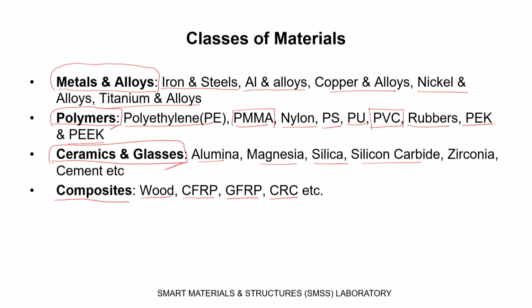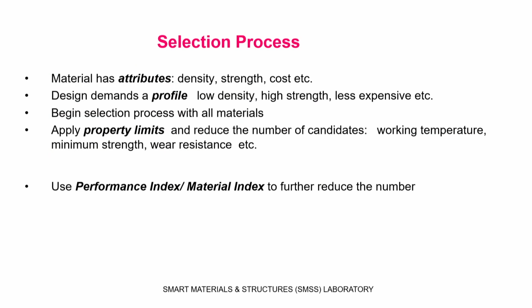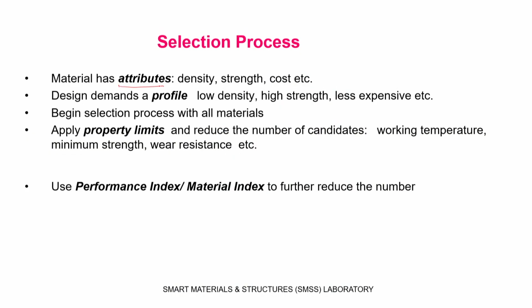So, these four groups are the broad classes of materials we have to keep in mind when we select materials for mechanical design. Now, when we talk about the selection process, the first important thing to keep in mind is that, like us, we have many features in our personality. When you write your CV, you put all those features. Like that, every material has certain attributes, the characteristic properties: density, strength, cost, etc.